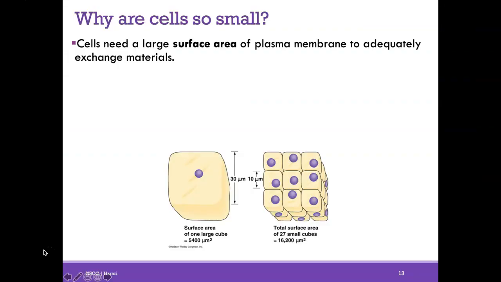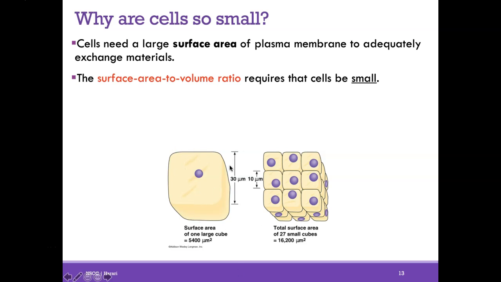So we said a skin cell is roughly 30 micrometers. So that's rather large, but a lot of our other cells are a lot smaller. But why? Why are cells so small? It turns out that cells need a large surface area of plasma membrane to adequately exchange materials. So we want a large surface area to volume ratio.